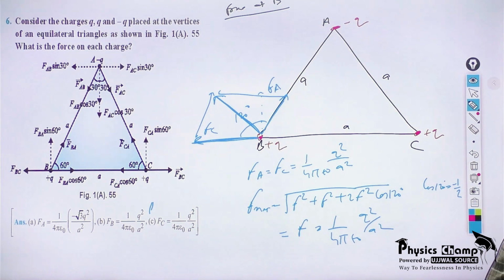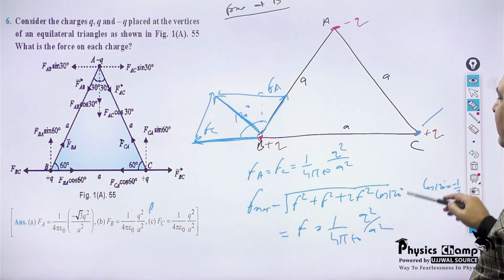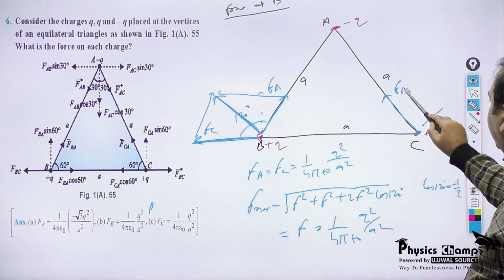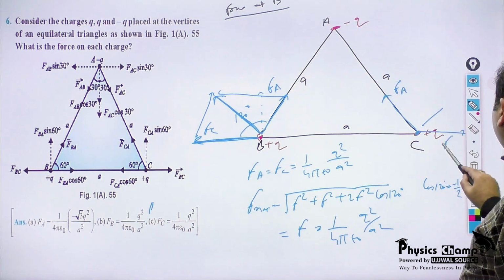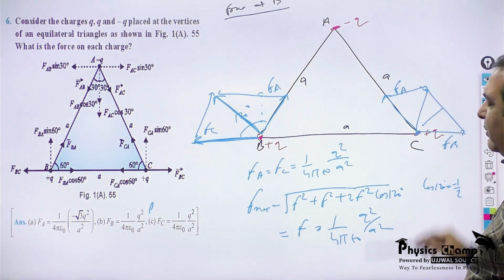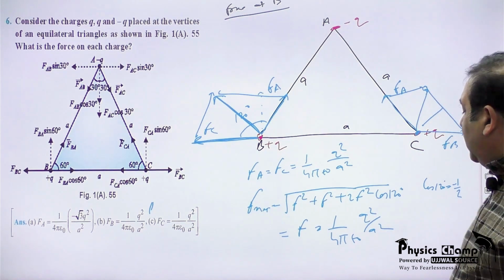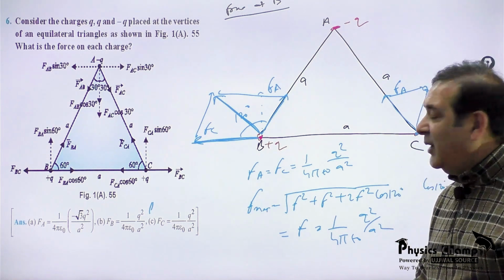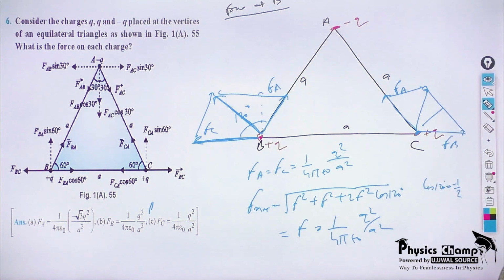Similarly, when we are looking for the force at C, it will be the same way. There will be a force of attraction by A, there will be a force of repulsion by B, and there will be a net force of A and B somewhere here. It will also have the same value, 1 by 4 pi epsilon naught Q square by a square. So you can find force on every vertex. So we have come out of the previous case where we were finding the force on the centroid. In this question I have asked for the force on each vertex.